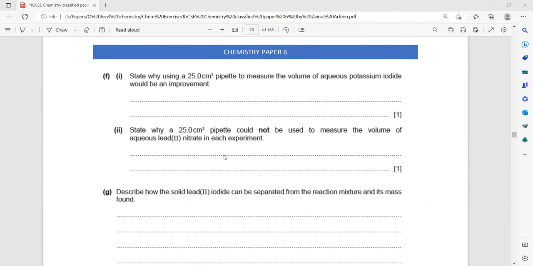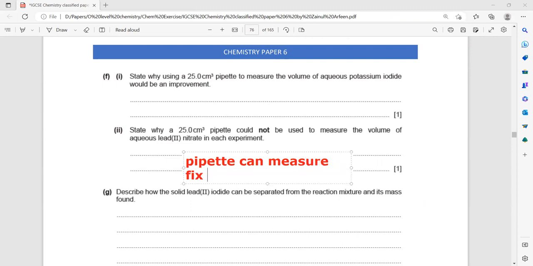So the answer for this one: the pipette can measure a fixed volume. It cannot measure 16 cm cube or 39 cm cube. Why not say only 25 cm cube? It's the same thing if you mention 25 cm cube or a fixed volume, but I just specify that it's a 25 cm cube pipette. Even if you mention a fixed volume, it's correct.